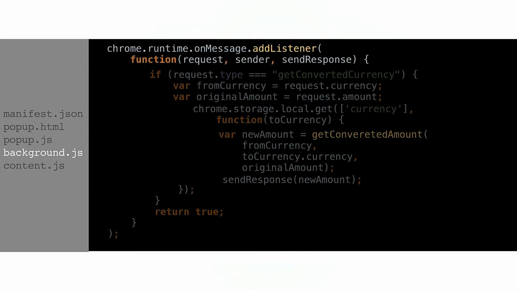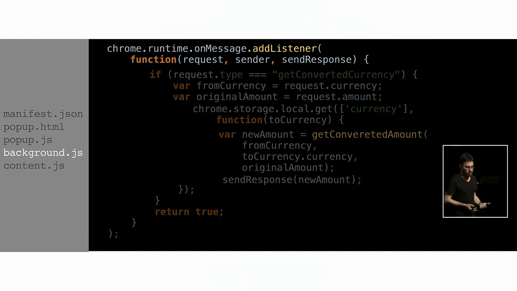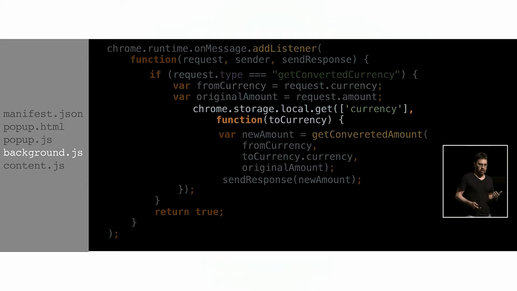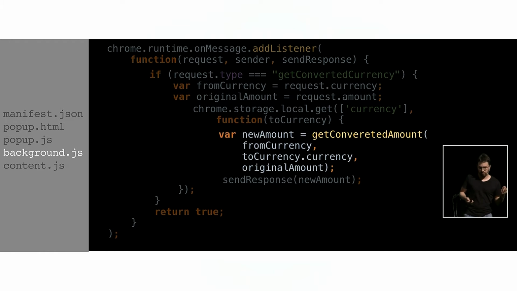And on the other side, in the background.js, we want to receive the message. We check the header, and once we have a match, we can take the currency and the amount. We get the target currency from the local storage that we saved before, from the extension, from the dropdown. And we can now call the conversion function and inject the result to the DOM.